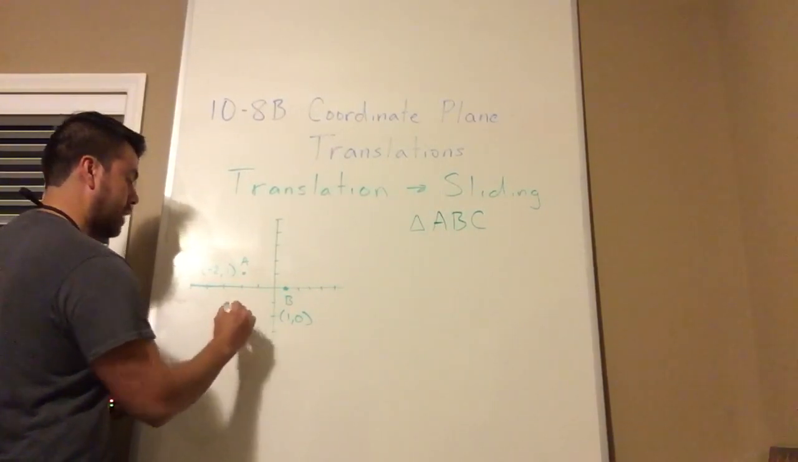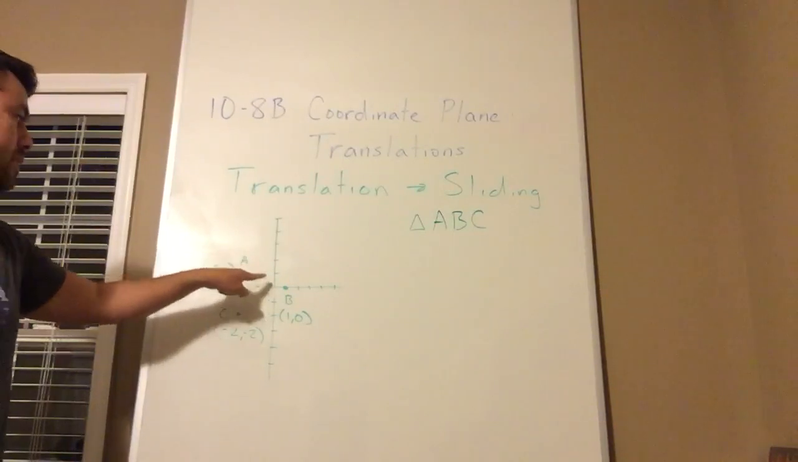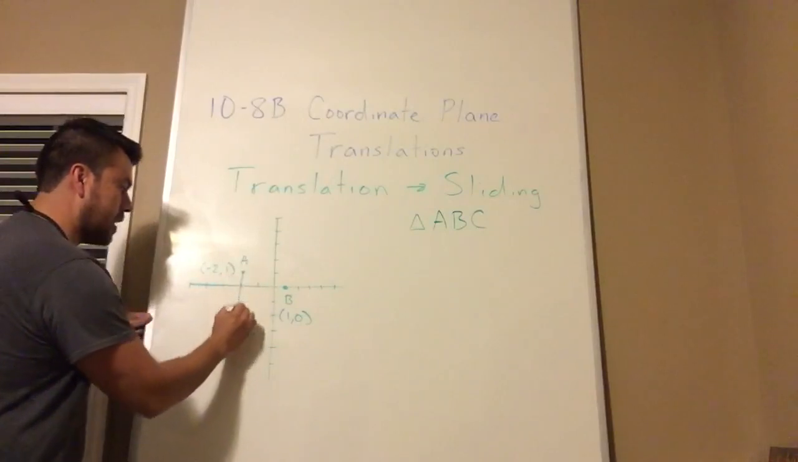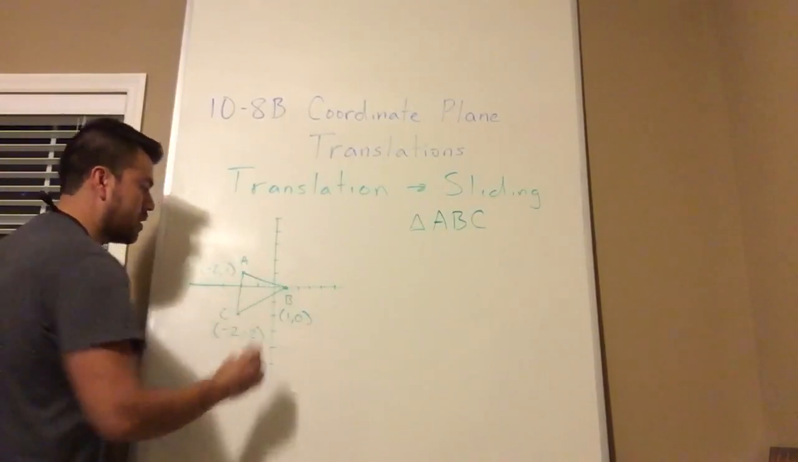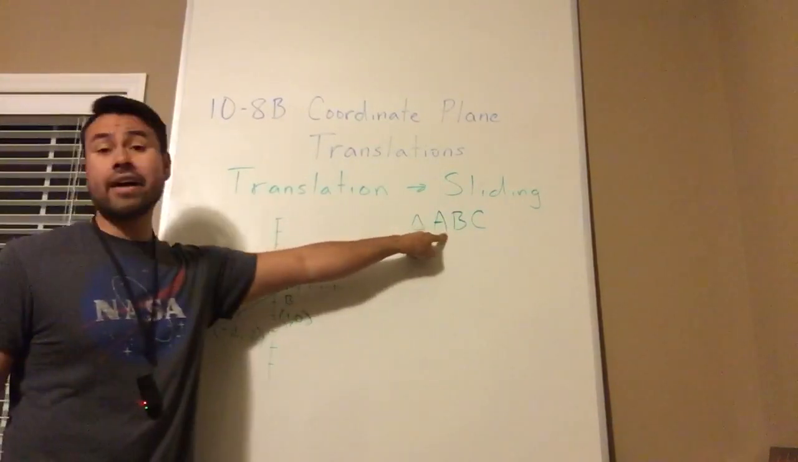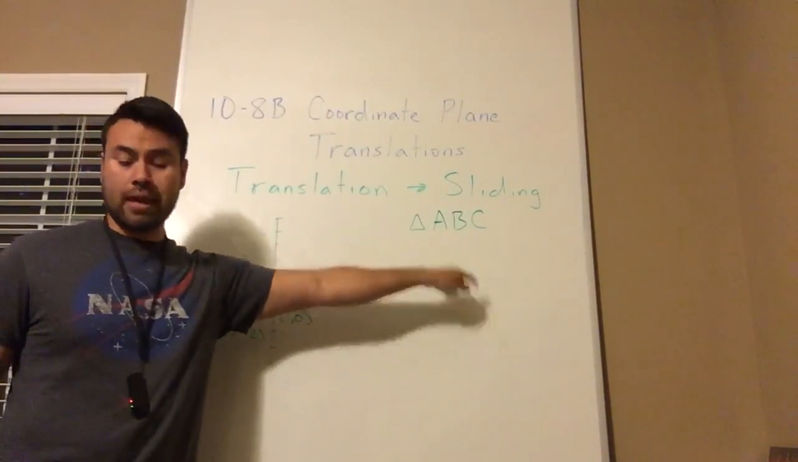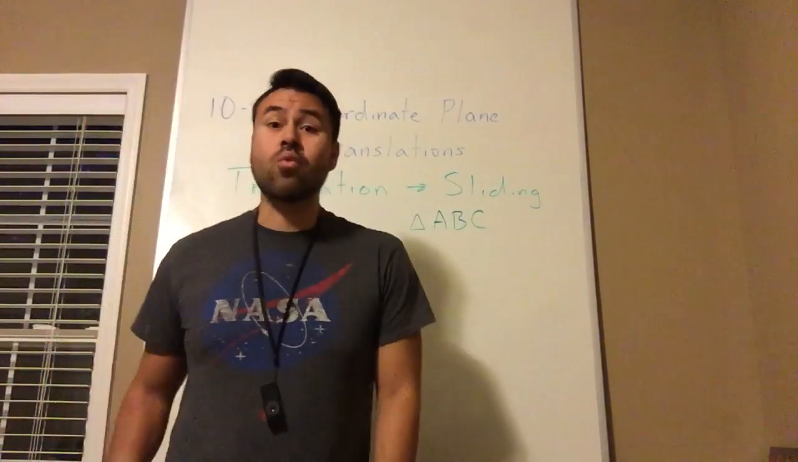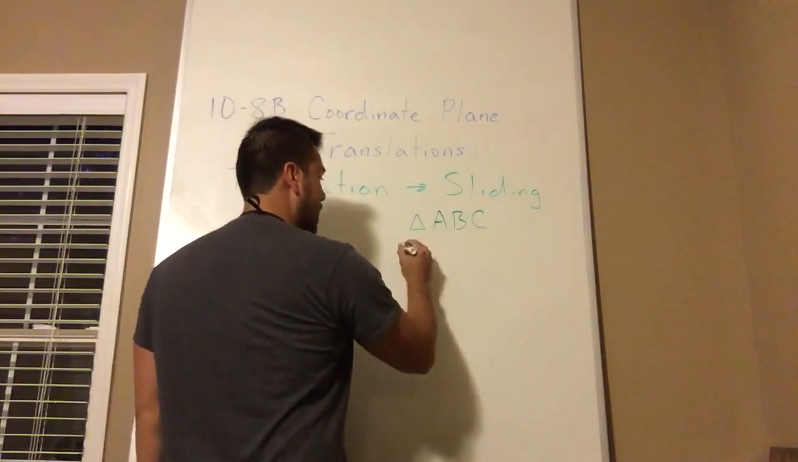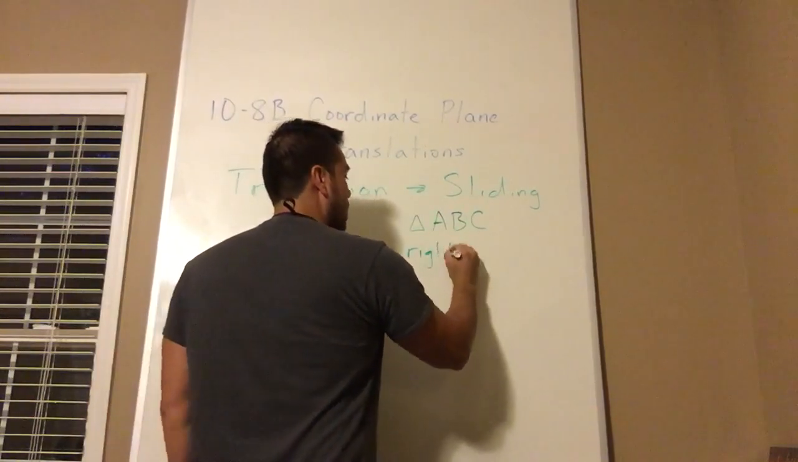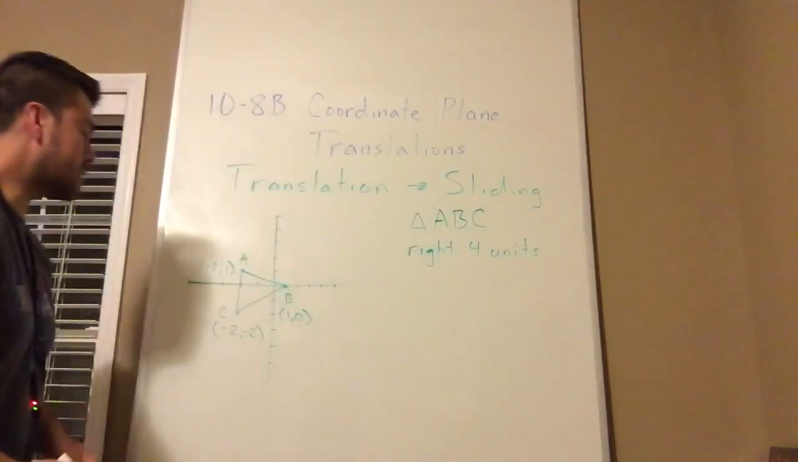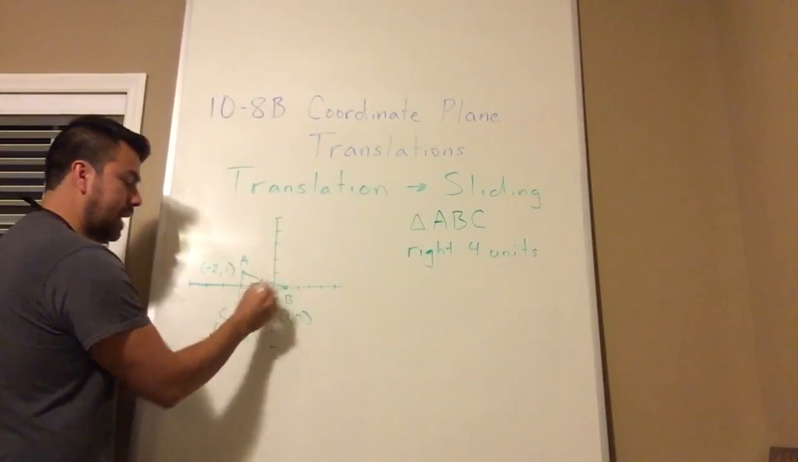And that's our C. Now notice I labeled the vertices A, B, C. That's my triangle, because if I connect them together, I get a triangle. Okay, so that's the original location. But we're going to slide or translate that triangle ABC by moving it to the right 4 units. So we're going to translate this ABC to the right 4 units.